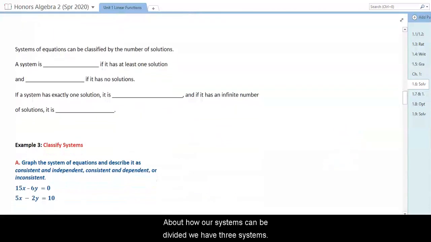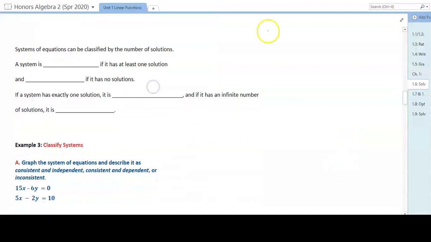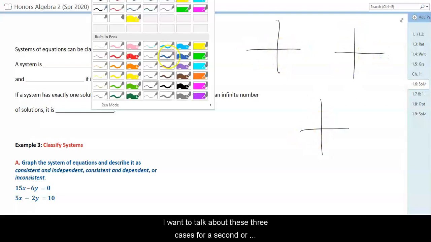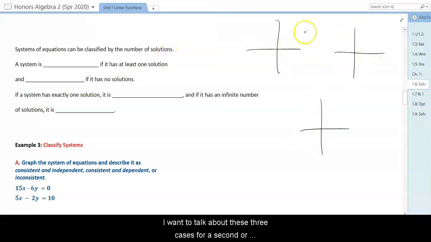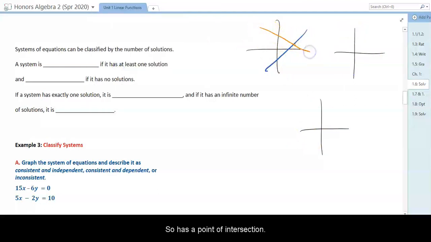So let's talk about how our systems can be defined. We have 3 systems. And so I'm going to draw 3 coordinate planes over here. There's 1, there's 2, and there's 3. And so I want to talk about these 3 cases for a second. And so our first case is if I have 2 lines on the coordinate plane that intersect like such. And so it has a point of intersection. That's the one we're used to.